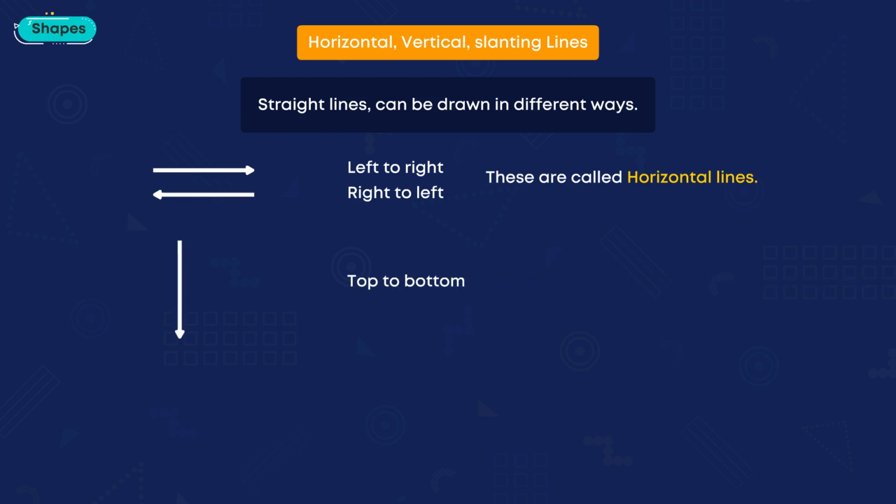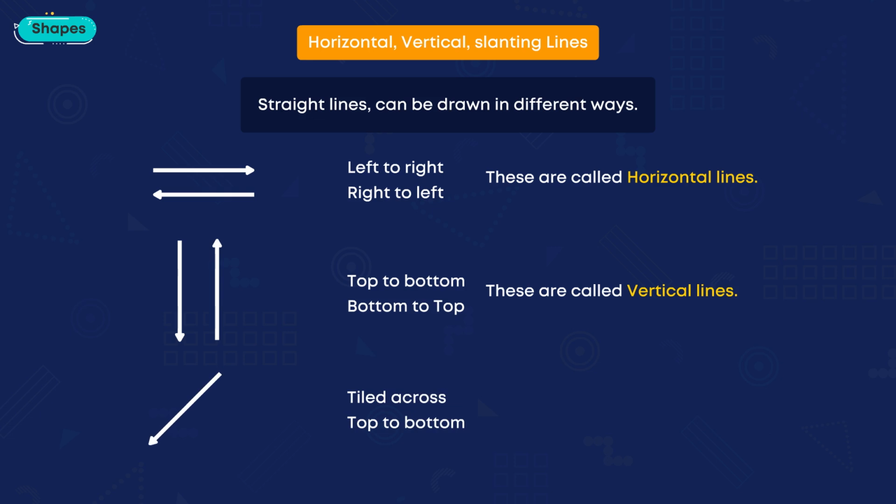Top to bottom, bottom to top. These are called vertical lines. Tilted across, top to bottom, bottom to top. These are called slanting lines.